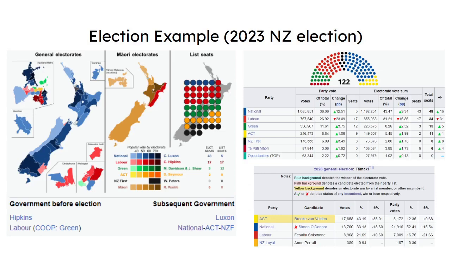So now let's go through an election example of the 2023 New Zealand election. So first on your left, there's the general electorates, the Māori electorates, and the list seats. So this shows that the National Party won 43 electorates, and 5 list seats. So first, the winners of electorates would fill the party entitlement of 48 seats, and then the 5 additional list MPs.